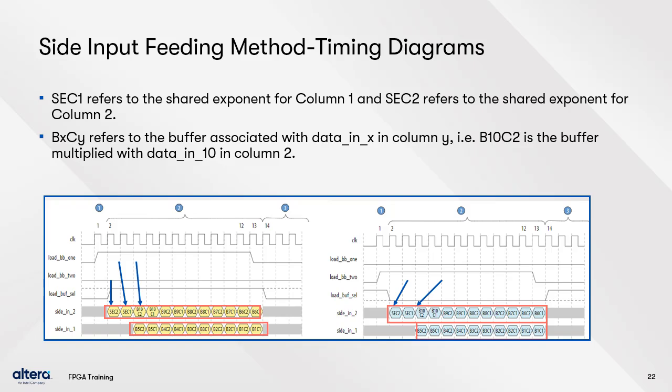In step 1, the update process starts in cycle 1 by setting load_BB_1 or load_BB_2 to 1. In step 2, new shared exponents and weights are loaded during cycles 2 through to cycle 13. In step 3, that is in cycle 14, the newly loaded buffer content is ready for computation, and the load_buff_cell signal can be switched to the new buffer set for computation to continue with the previous set.